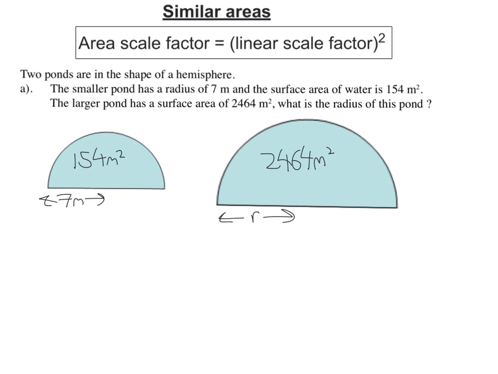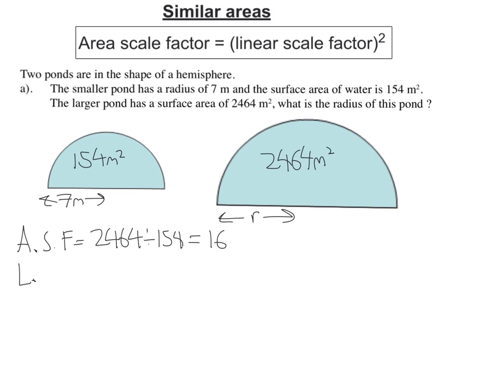So what I'm first going to work out is not the linear scale factor, but the area scale factor, as I have the areas for both of them. So big divided by small. Let's do that, and if I put that into my calculator, I get 16.